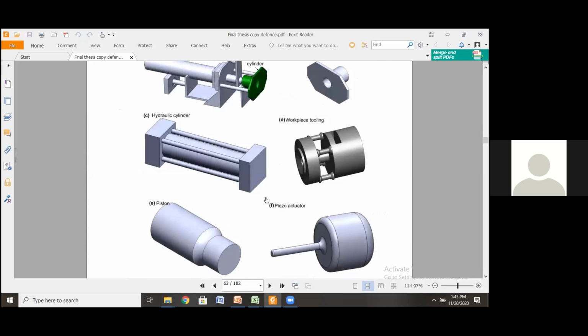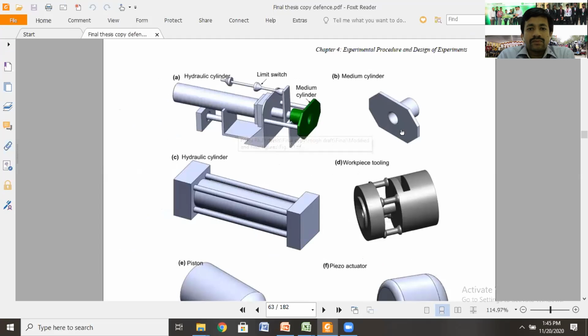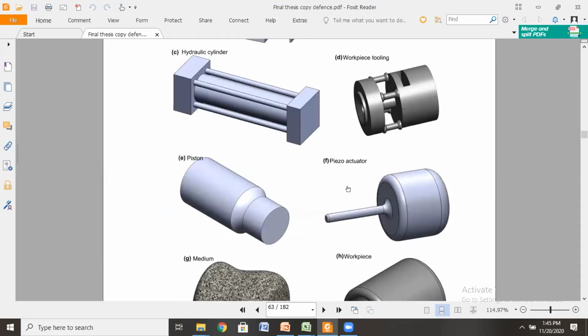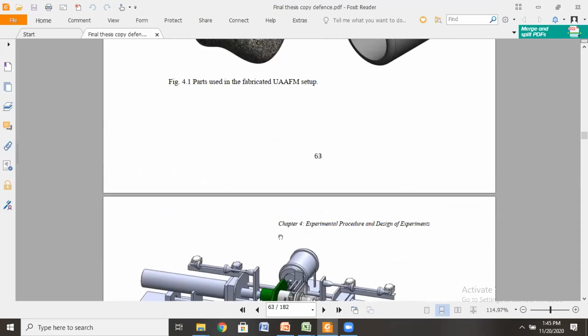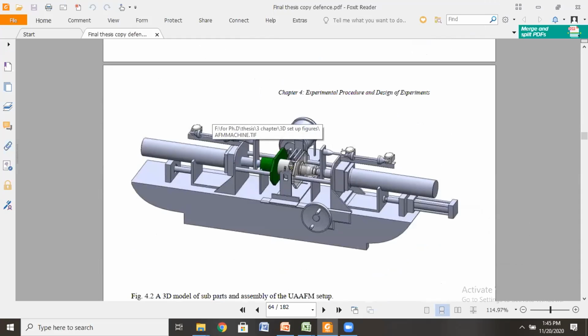We have designed each and every part separately. Here you can see a hydraulic cylinder, medium cylinder, fixture, piezo actuator, and this is a cylindrical bush workpiece, and this is a medium which is semi-solid in nature mixed with abrasive particles, and this is the total setup after assembly. This is a multi-variant setup: you can perform simple AFM, you can perform UAFM, you can apply a magnetic field and perform magnetic assisted abrasive flow machining, and you can use this motor with the gear train attached in the fixture to perform spiral flow assisted or centrifugal force assisted machining.